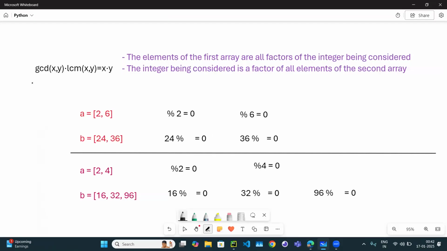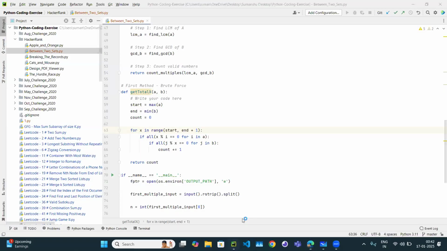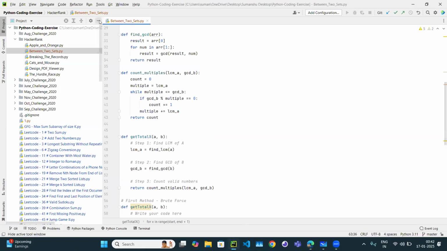All right. So that's why I told you brute force is important. At least you can solve the problem. It doesn't matter whether it's optimized or not. At least you have solved it. Because optimizing is always one step further. So I can show you the optimal approach as well.